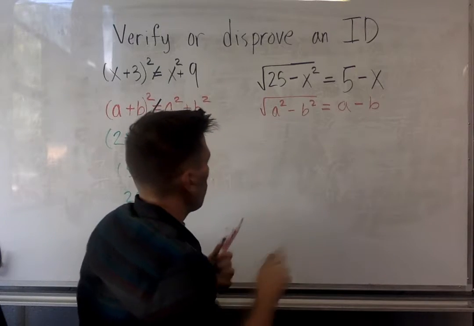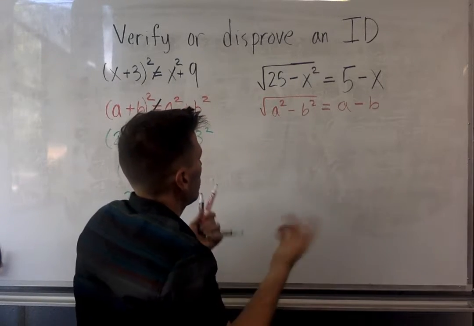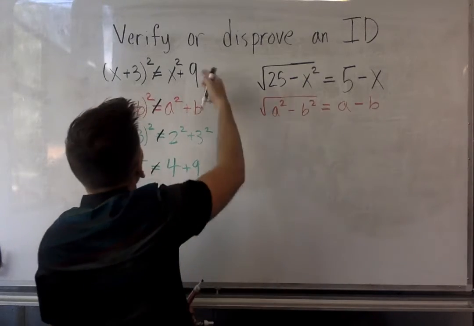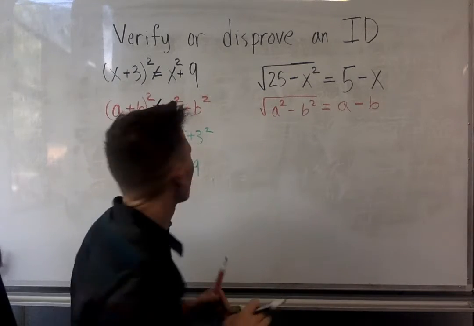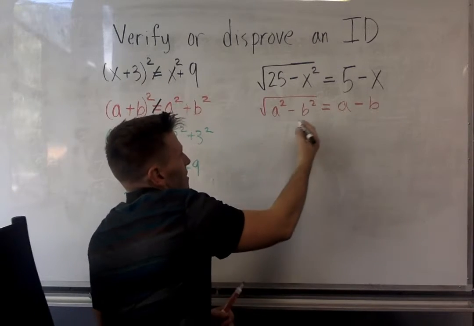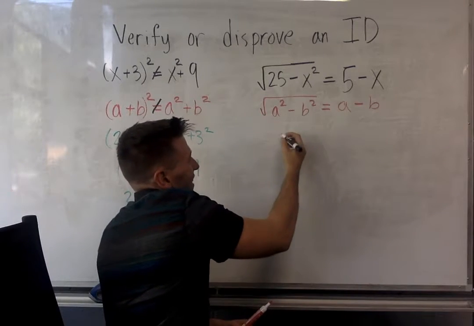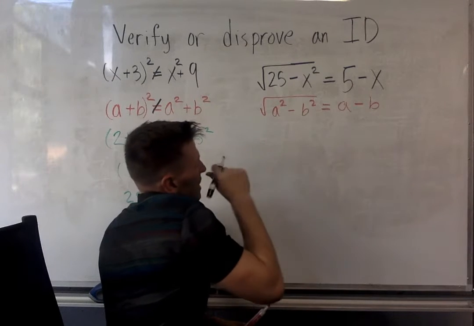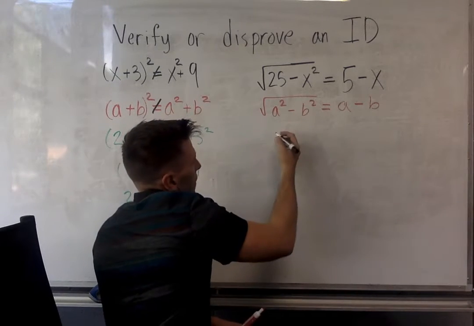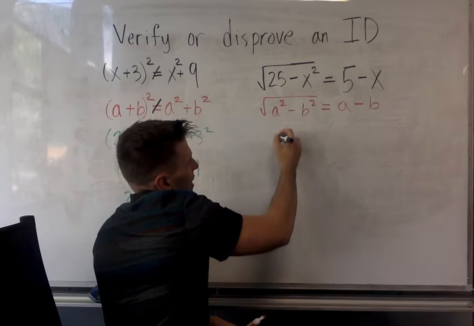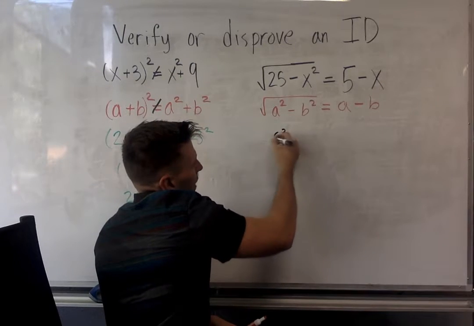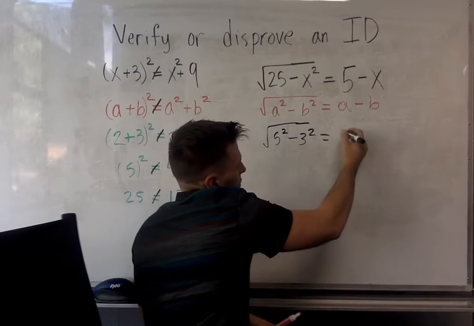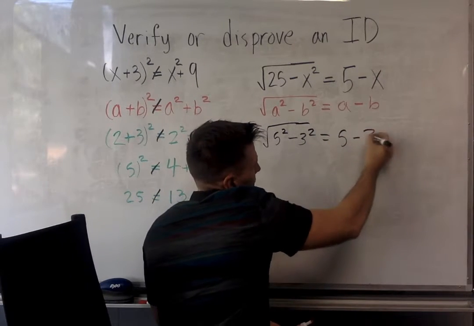Let's use 5 for a, why not? If we pick 5 for a, we need another number for b. I'm going to go with 3. That means that, in this case, the square root of 5 squared minus 3 squared should be equal to 5 minus 3.